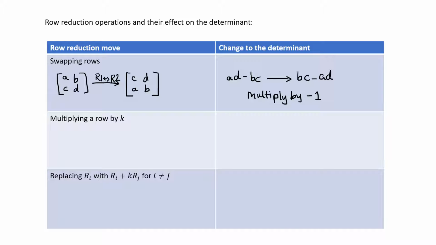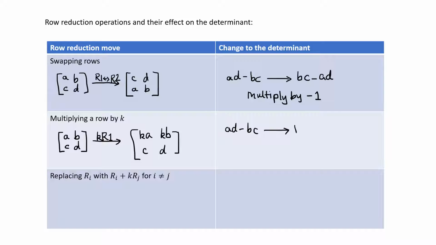Next, we're going to try multiplying a row by a scalar k. So our matrix A, B, C, D is going to turn into kA, kB, C, D. And let's see what happens to our determinant. We start with determinant AD minus BC, and we arrive at determinant kAD minus kBC. Our effect was that we multiplied the determinant by k.